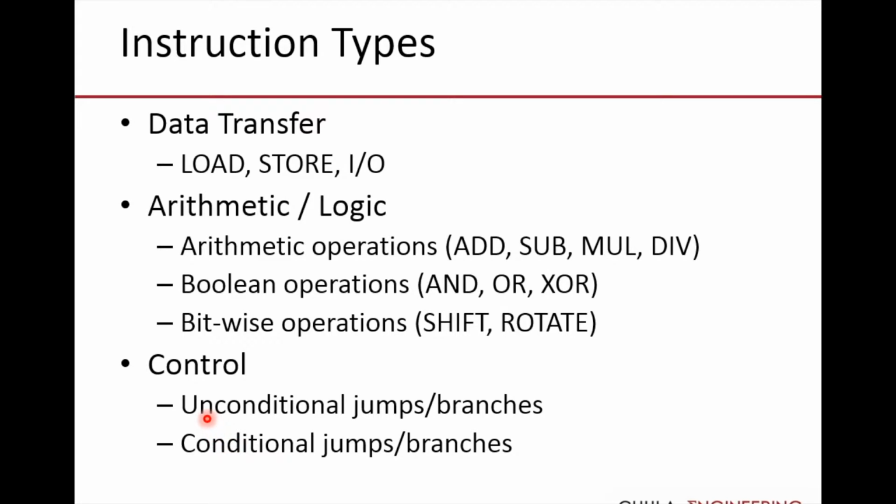For control instructions, the purpose is to change the program counter to control the location of the next instruction being executed. The control instruction can be unconditional jumps or branches, meaning we will execute the next instruction no matter what the current state is. And conditional jumps or branches mean it will make some comparison and then jump based on the result of the comparison.